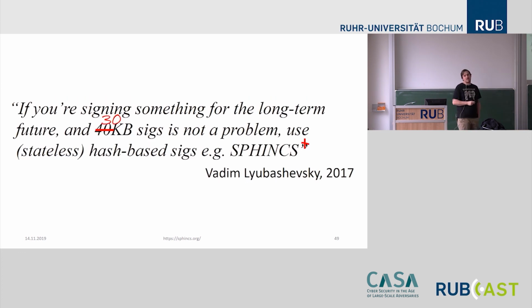And I want to end with a nice citation of Vadim Lyubashevsky, where he stated at PQCrypto 2017: if you're signing something for the long-term future and 40 kilobyte signatures is not a problem, then use stateless hash-based signatures, for example, Sphinx. Well, at this point, Sphinx+ was not out there, but if even the lattice competition is advertising our stuff, I think we cannot have done too much wrong.